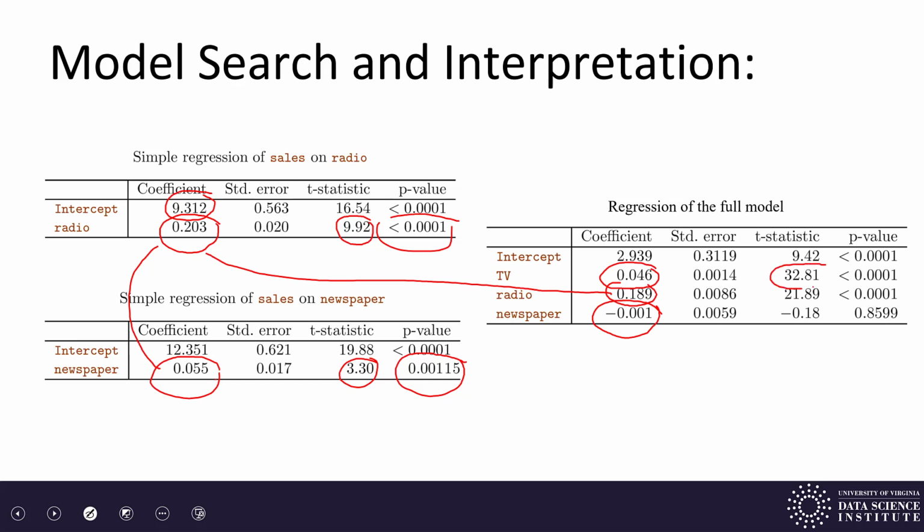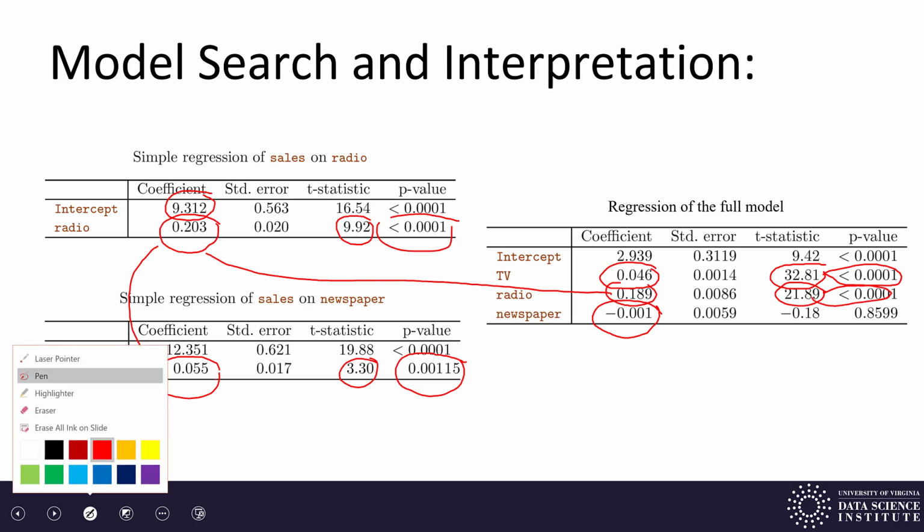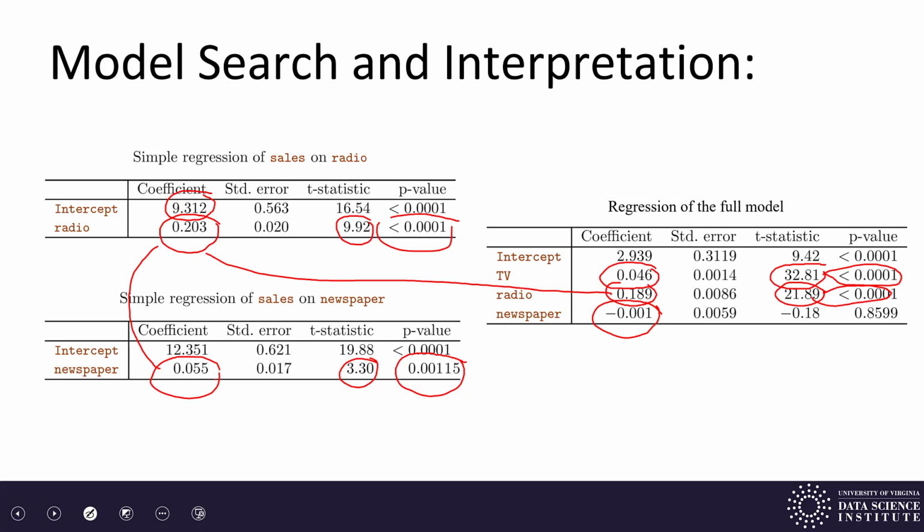TV has a very high t statistic and appropriately very low p-value. It's so low we say it's significant beyond our normal metrics. Again, radio has a high t statistic and a p-value that tells us it's significant. The particularly interesting thing comes in when we look at the newspaper. At this point, we have a low t statistic and a high p-value. That would tell us we probably want to reject the newspaper as being a significant variable in this linear regression model.